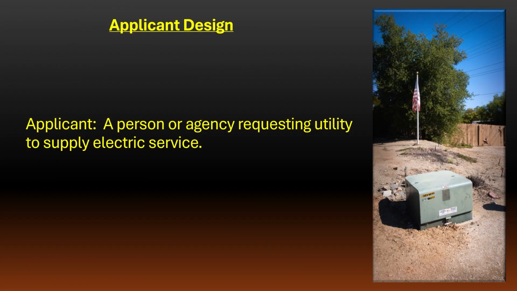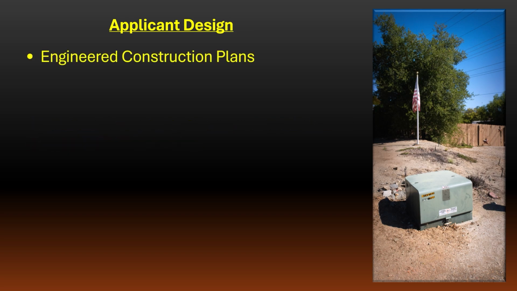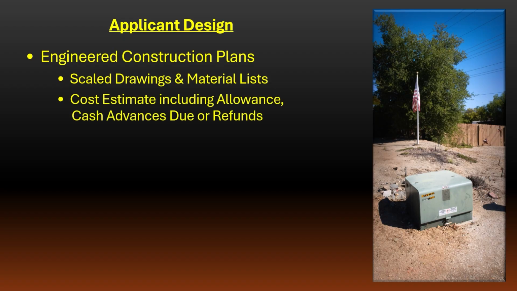An applicant is defined as a person or agency requesting the utility to supply electric service. As the applicant, one of the first steps to receive electric power is to have the engineered construction plans produced that will provide the detailed instructions for the installation of the new electric service. These plans will include scaled drawings of the work to be performed and a list of the associated materials, facilities, and structures that will be installed. Once these plans are complete and approved by the utility, a cost estimate can be created that will determine the applicant's allowances, cash advances due, or refund eligibility, if applicable.